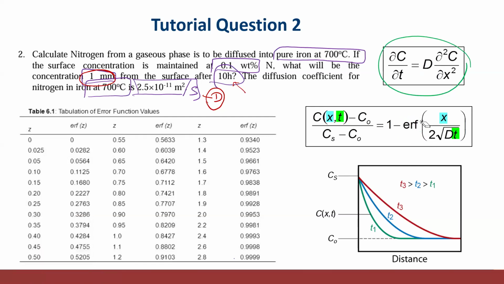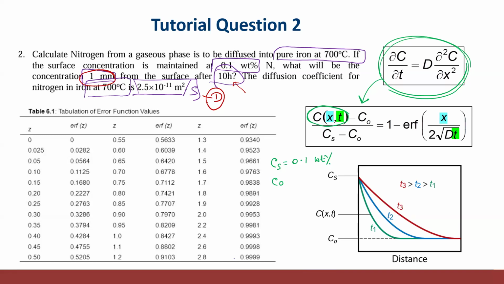Okay. All right. So this is the equation that we are going to use. You can simplify this to this one. Am I right? With your maths knowledge, you will be able to do it by yourself. However, we are going to use the simplified equation. So this is what we need to find, C(x,t). CS is already known, which is 0.1 weight%. Isn't it? C naught is what?